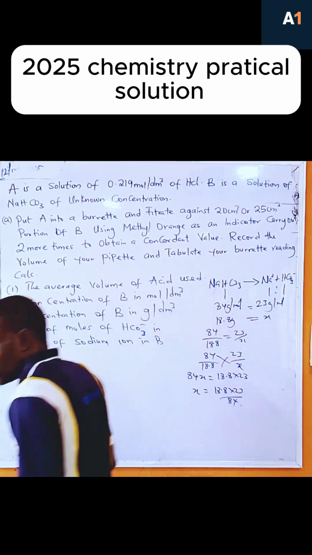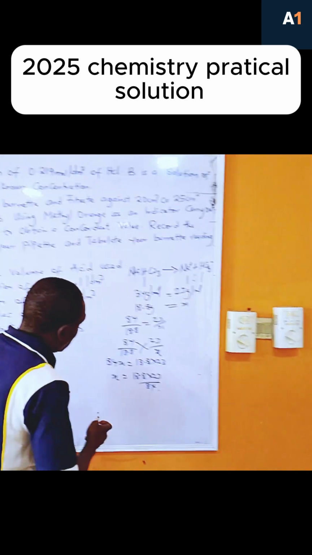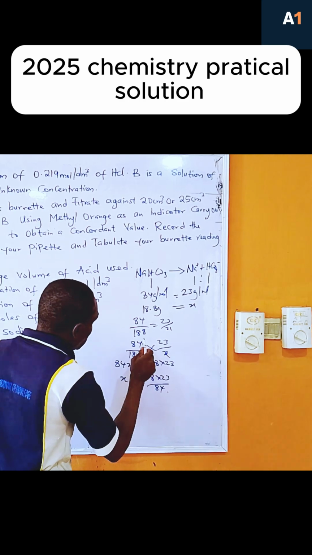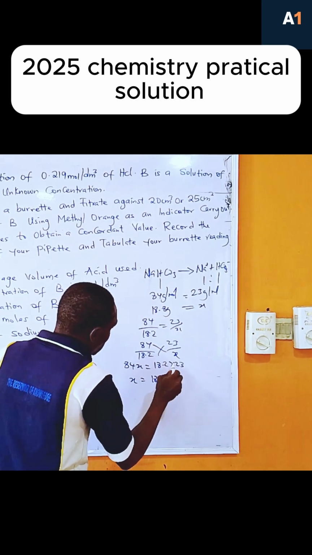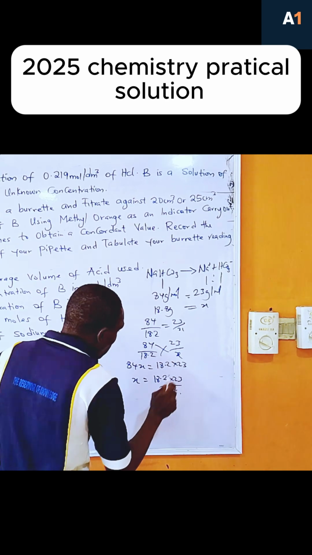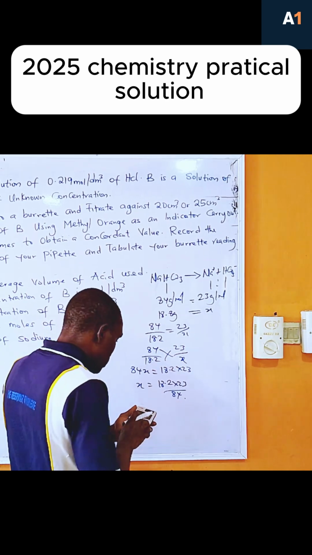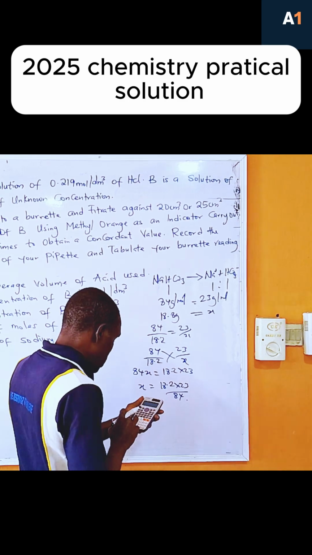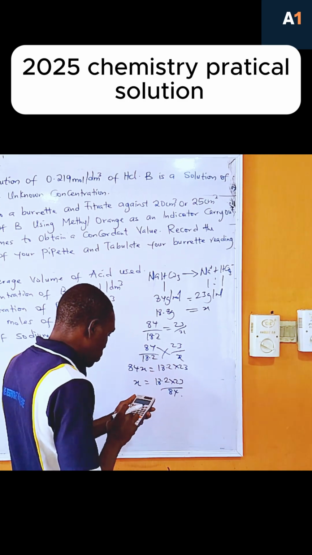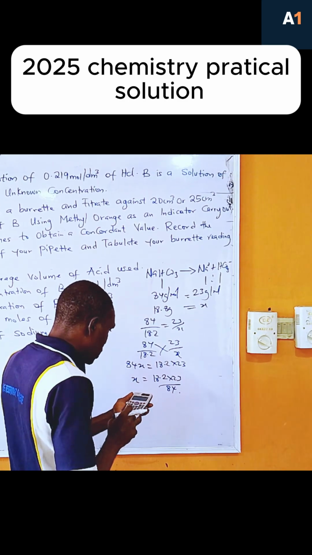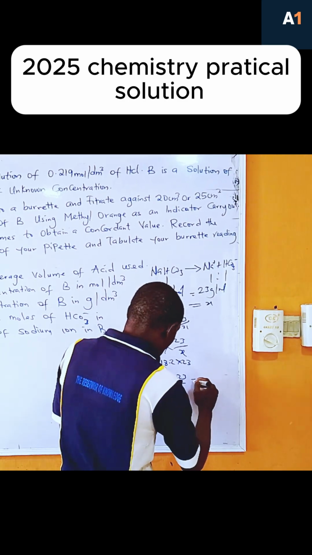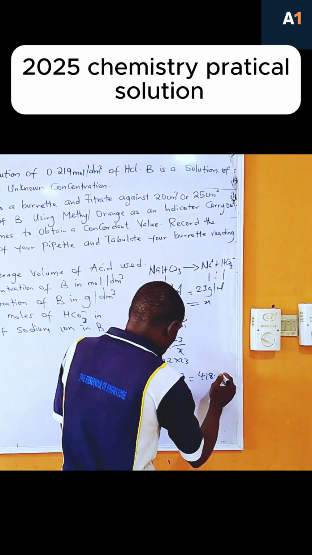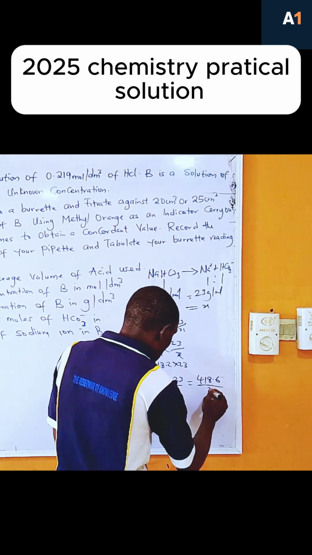So using the calculator to multiply. So I think this is 18.2, sorry, 18.2, according to what we got last time. So we now have 18.2 times 23, equal to 418.6 all over 84.